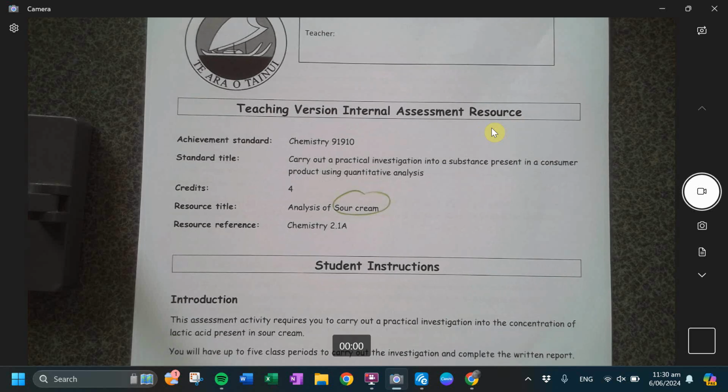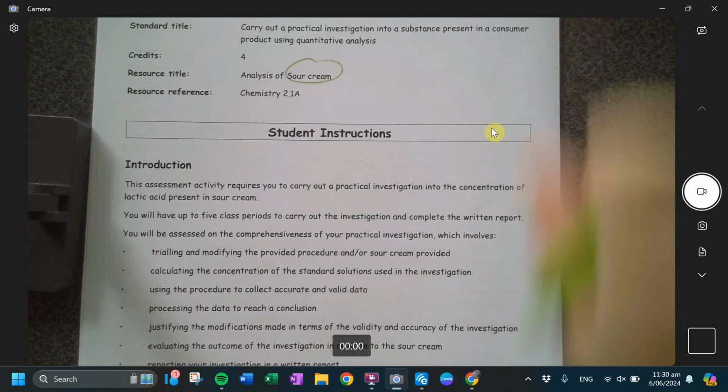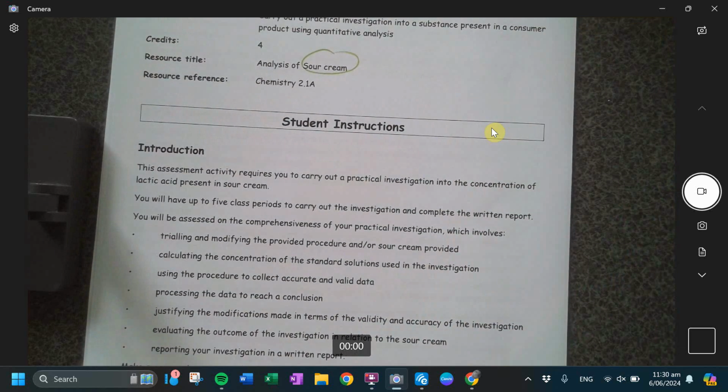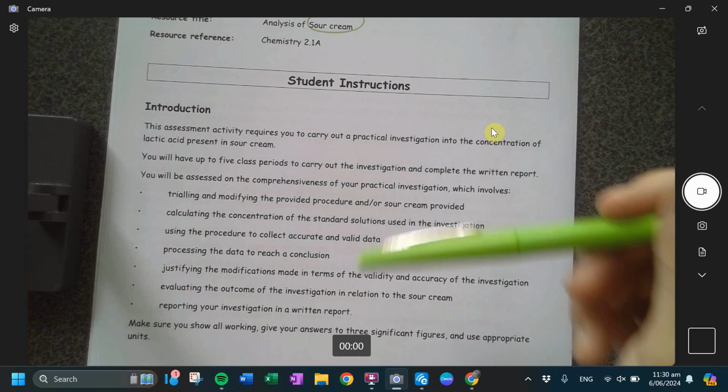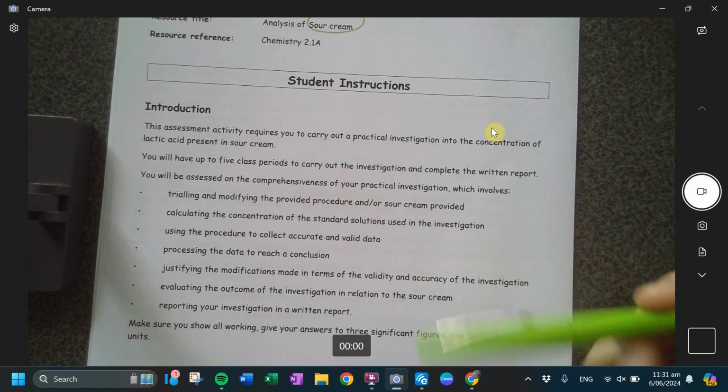So like I said, this is going to be assessed in 4 different parts. This is just the introduction. So some things to keep in mind: that you are going to be carrying out a procedure. You're going to be modifying it. You're going to calculate. You're going to check to see if you have accurate results, and you're going to write a conclusion. So this is just giving you an overview of all the different steps that you're doing.